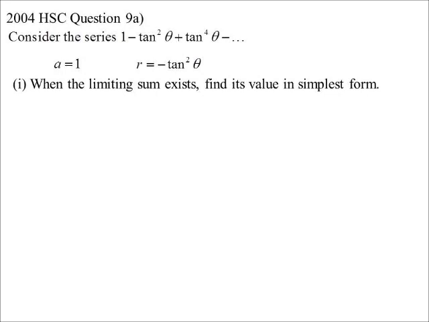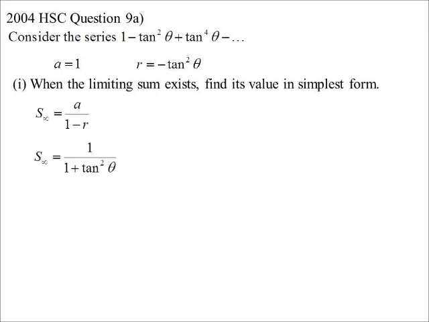So consider the series 1 minus tan squared plus tan to the power of 4. So a is 1. My ratio is negative tan squared. So the question is, when it does exist, because for some values of theta there will be a limiting sum, and for other values of theta there won't. So they're just saying, okay, let's assume we're just working with the ones where it does exist. Find what its value would be.